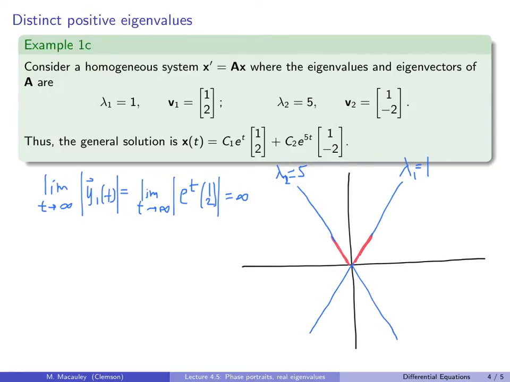And similarly, the same thing for y2 of t, this is going to be e to the 5t. So both of these curves on here are going to be going away from the origin, but e to the 5t blows up faster than e to the t blows up. So I'm going to draw more arrows along here just to signify that this is going to dominate faster than this one.